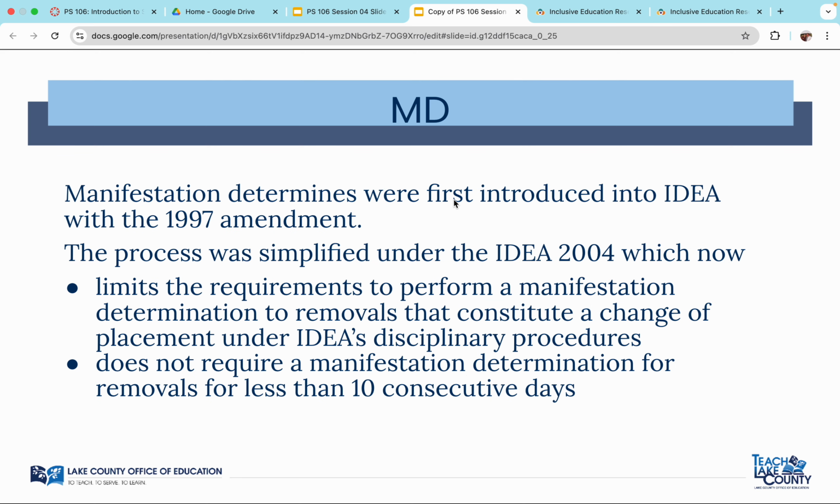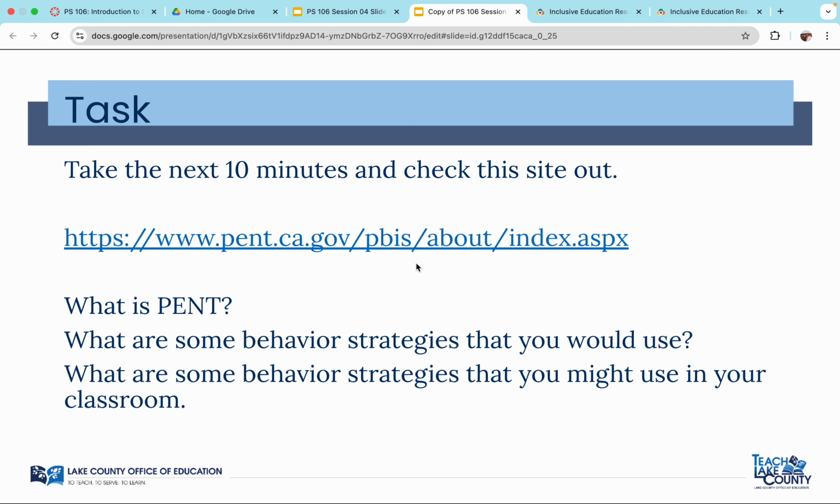Manifestation determinations were first introduced into IDEA within the 1997 amendment. The process was simplified under IDEA, which limits the requirements to perform a manifestation determination to removals that constitute a change of placement. That's what I'm talking about under IDEA's disciplinary procedures. It does not require a manifestation determination for removals for less than 10 consecutive days. So 10 days out of the classroom from suspensions.